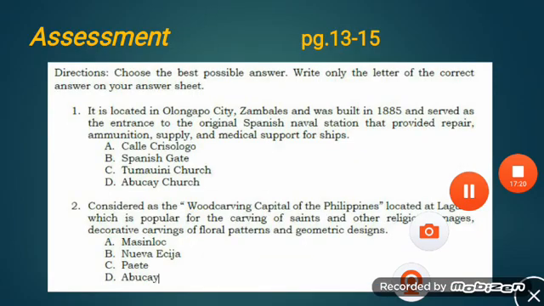Next, assessment. Page 13 to 15. So, direction, choose the best possible answer. Write only the letter of the correct answer in your module. So, maaari pong bilugan ang inyo pong sagot.